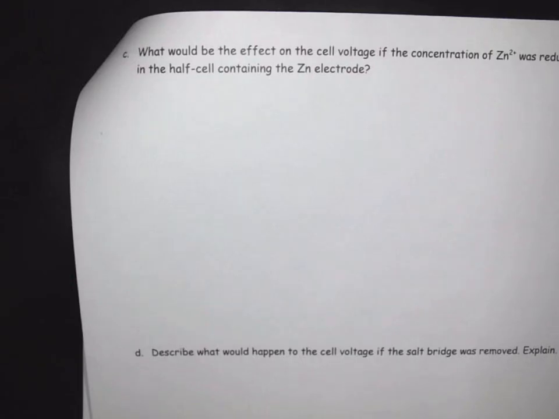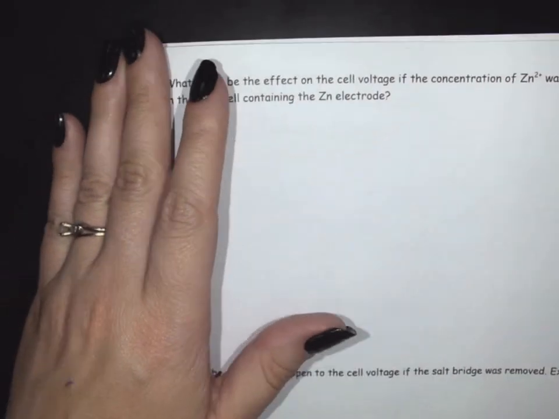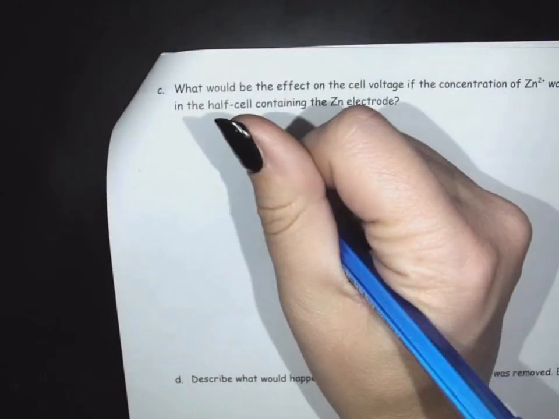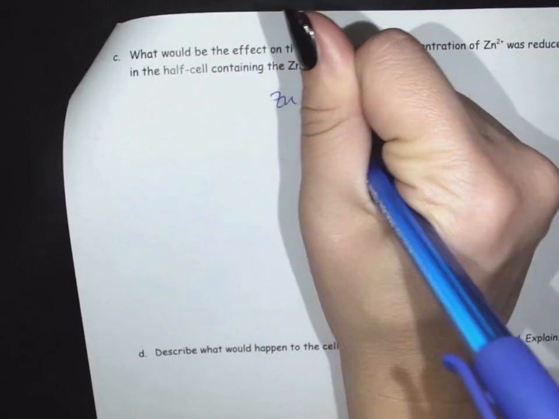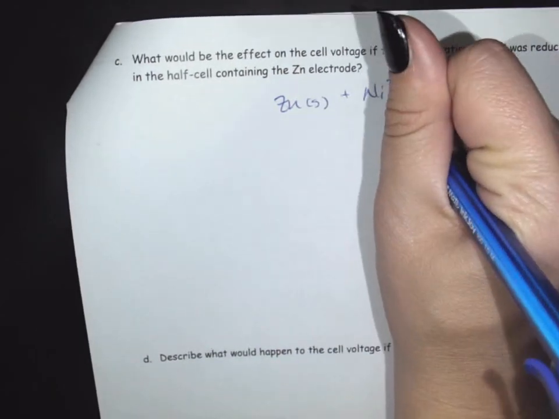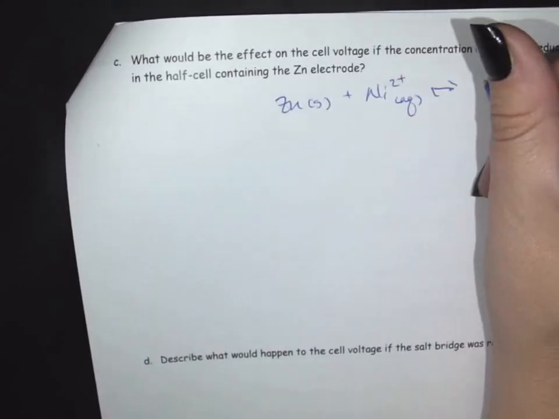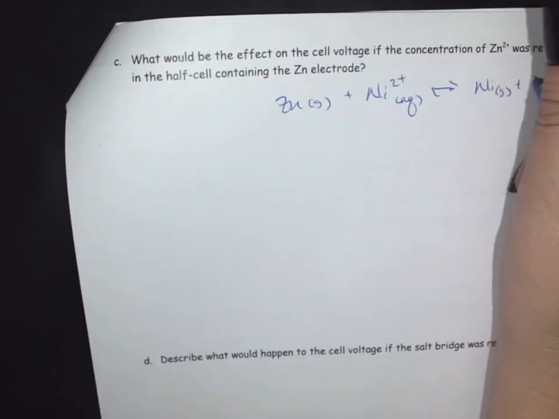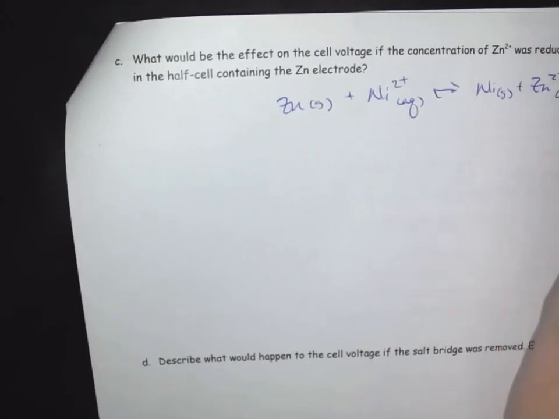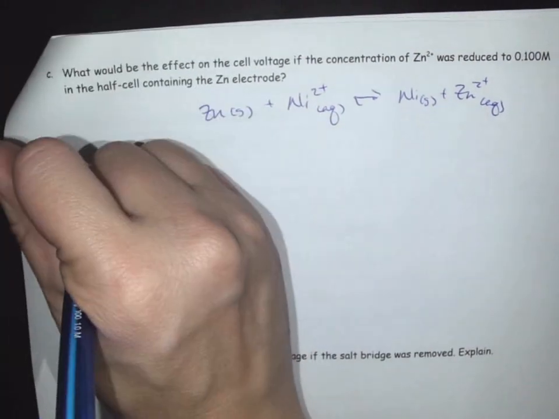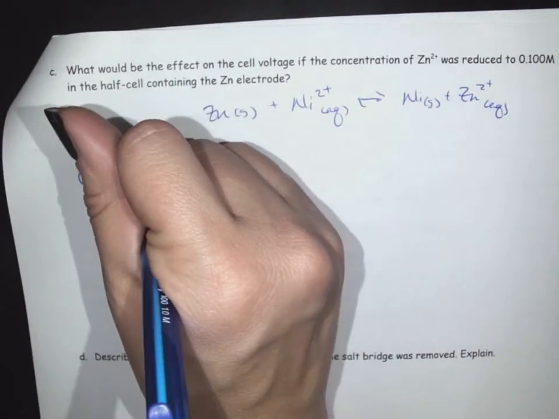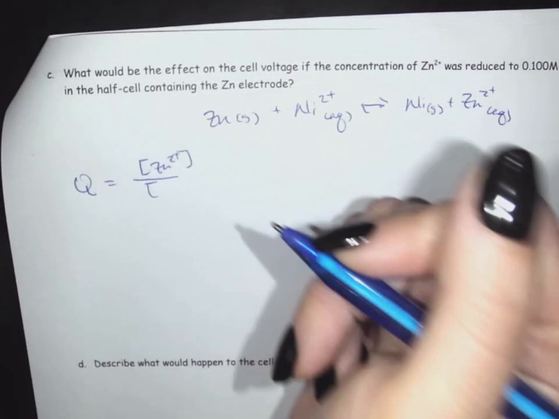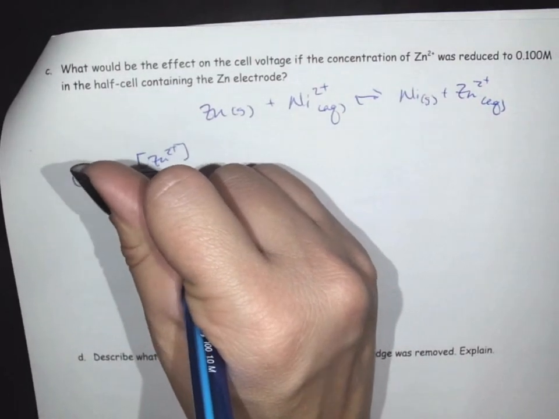What would be the effect on the cell voltage if the concentration of zinc was reduced to 0.1 in the half cell containing the zinc electrode? Okay, so a reminder that the equation is zinc solid plus nickel 2+ aqueous turns into nickel solid and zinc 2+ aqueous. So if I were to write a Q expression for this, it would be my zinc 2+ over my nickel 2+. Okay.